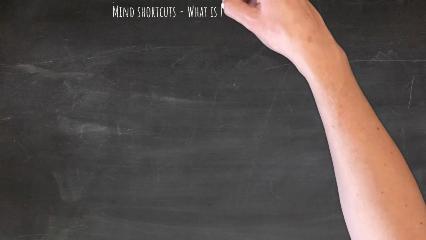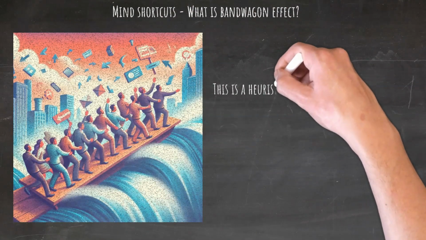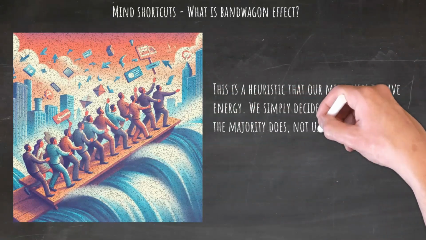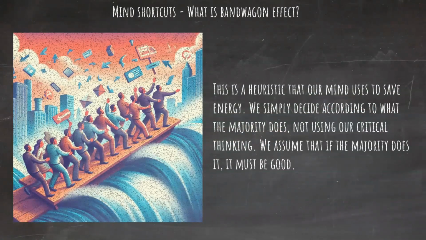Mind shortcut. What is the bandwagon effect? This is a heuristic that our mind uses to save energy. We simply decide according to what the majority does, not using our critical thinking. We assume that if the majority does it, it must be good.